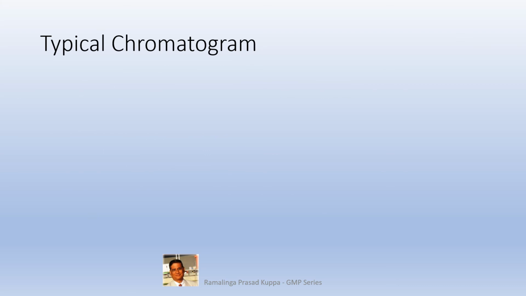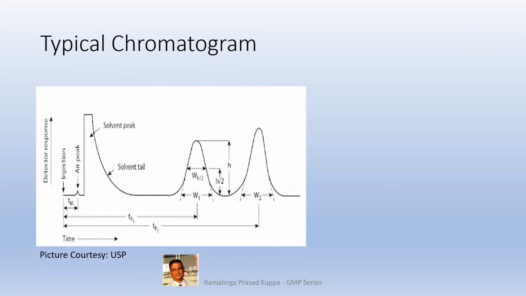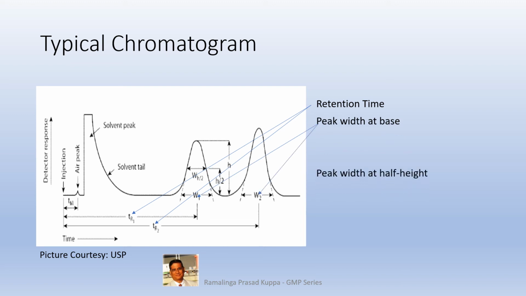See the typical chromatogram. This is called the retention time for peak 1 and peak 2. This is the peak width for peak 1 and peak 2. This is peak width at half height. This is the peak height.